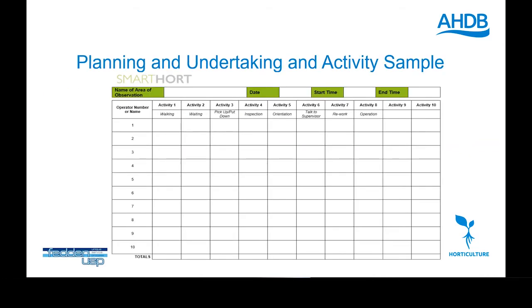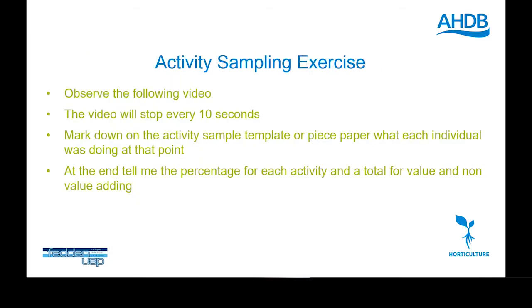So this is what the activity sampling template looks like. It's a fairly simple thing with the activities along the top. We've got some pre-filled ones here, and the operator number and name down the left-hand side. So we've got walking, waiting, picking up, putting down, inspection, orientation, talk to supervisor, rework, and operation. And we've left some spaces on this one for people to add things, because if you're doing this across numerous people, you want the categories to be the same.